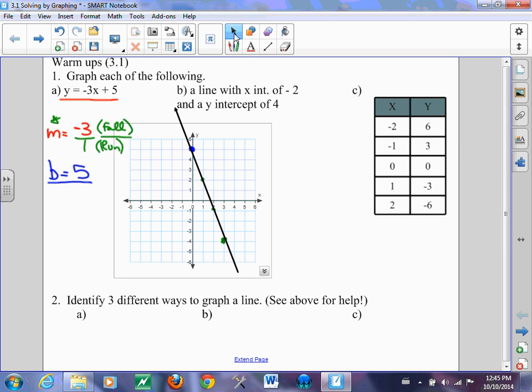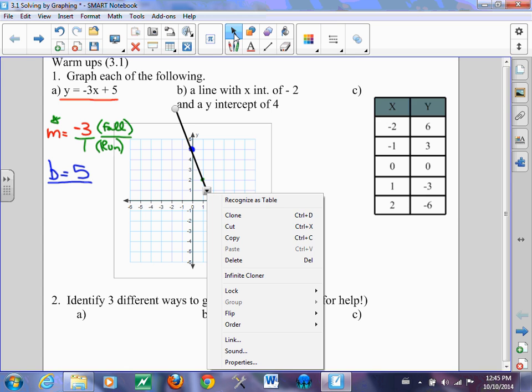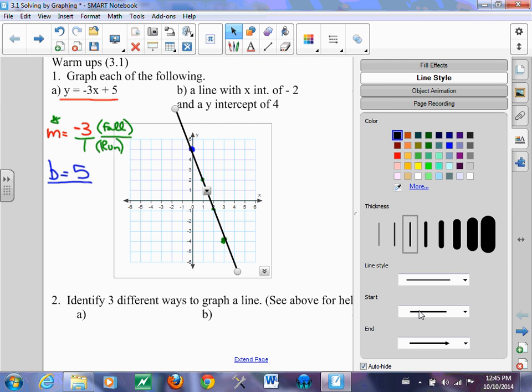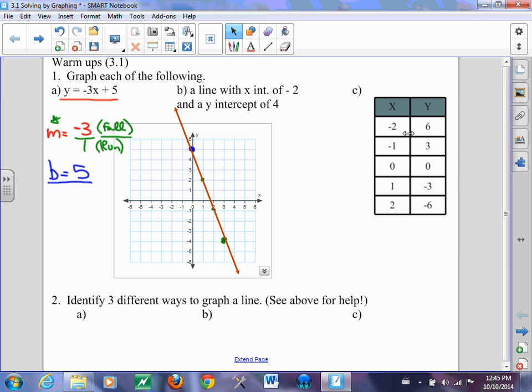Okay, I've just got to make sure I put arrows on both ends, so just give me 1 second. So go arrows on both ends, and I'll make that a red one since I underlined it in red. Okay, and then we'll identify the equation by writing it on. So y equals negative 3x plus 5.